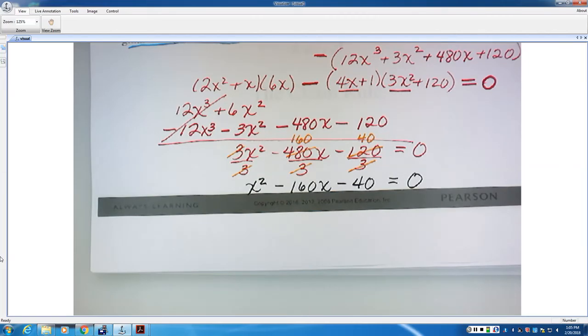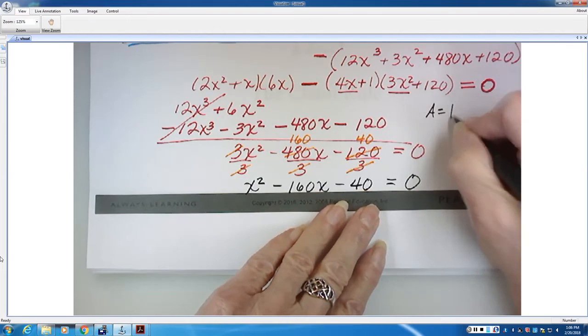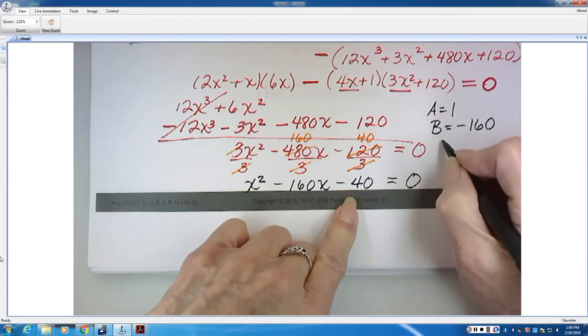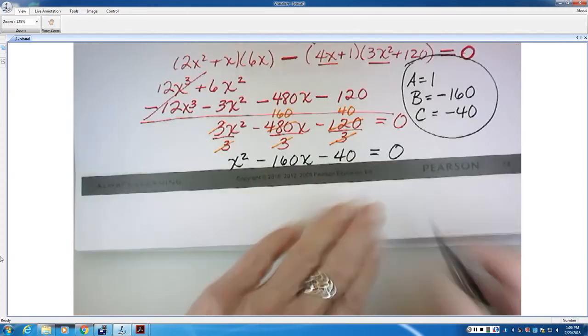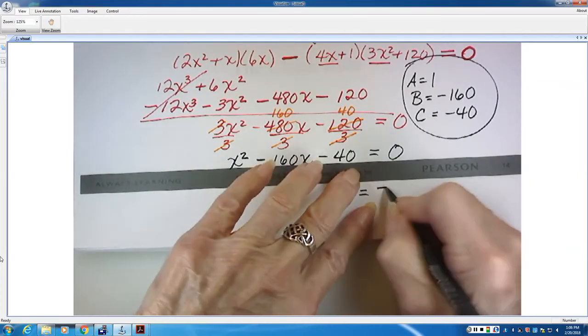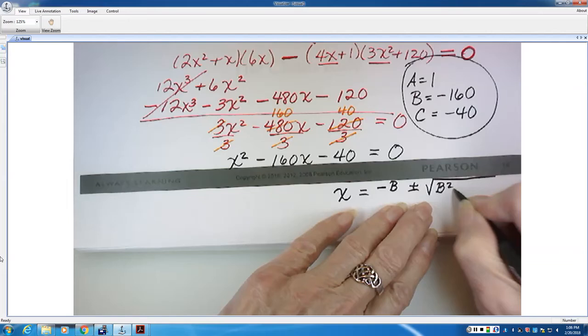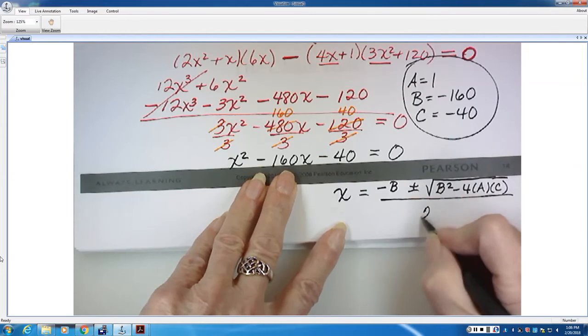x squared minus 160x minus 40 is equal to 0. Now, I'm not a huge fan of factoring. I kind of like the quadratic formula. So the quadratic formula says that a is equal to 1, b is equal to negative 160, and c is equal to negative 40. And the quadratic formula says that x is equal to the opposite of b plus or minus the square root of b squared minus 4 times a times c, all divided by 2a.